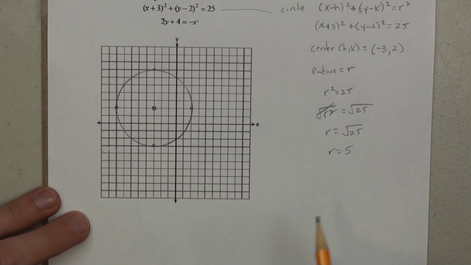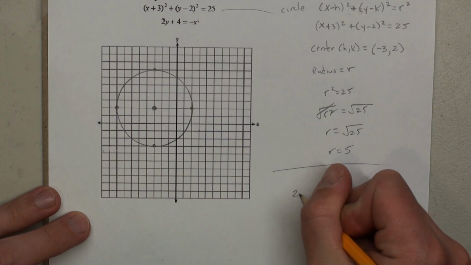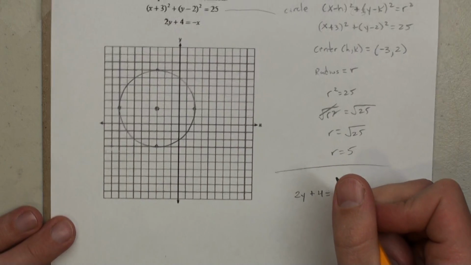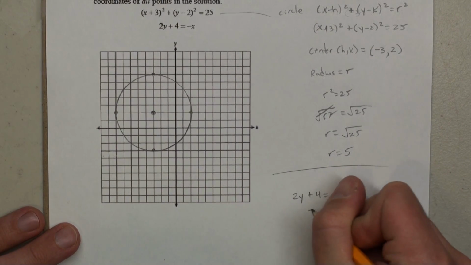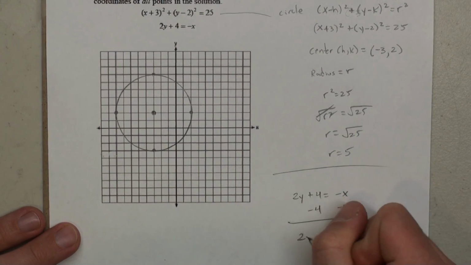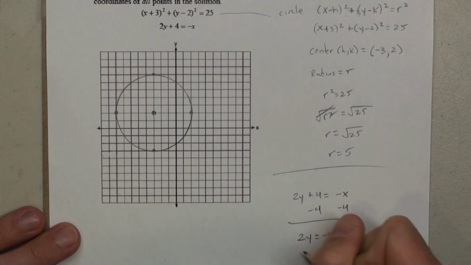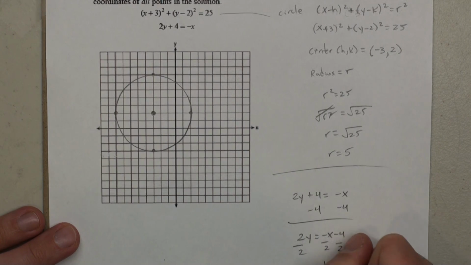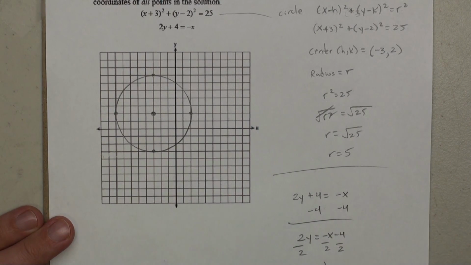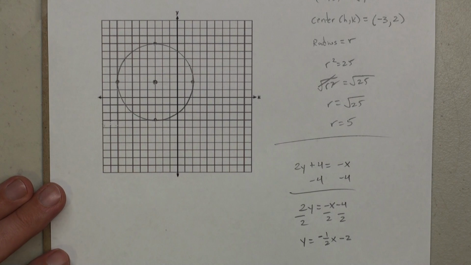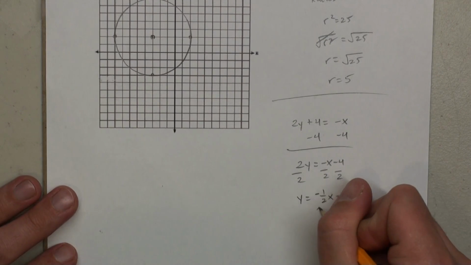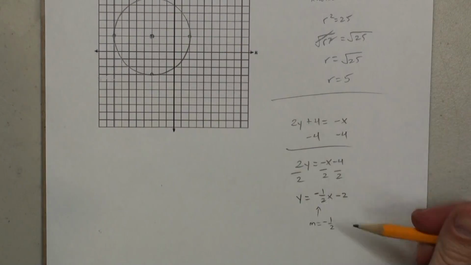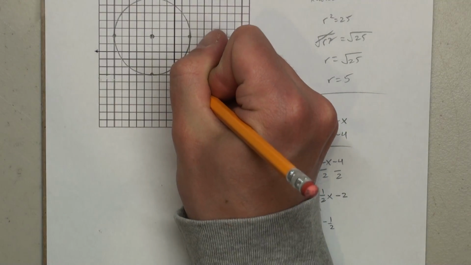Now, the other thing I have is my linear equation. 2y plus 4 equals -x. Of course I have to put that in y equals mx plus b form. y equals -1/2 x minus 2. Okay? So my slope is -1/2, and my y-intercept is -2. So -2 is right here.